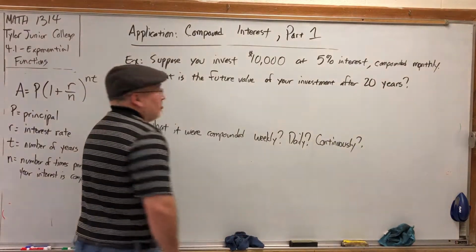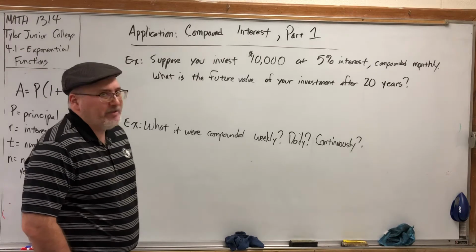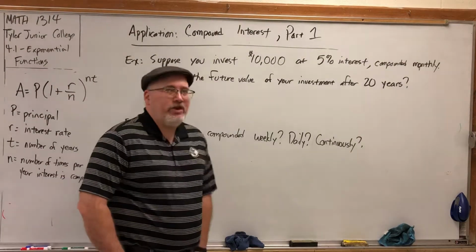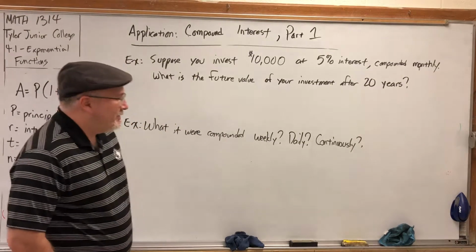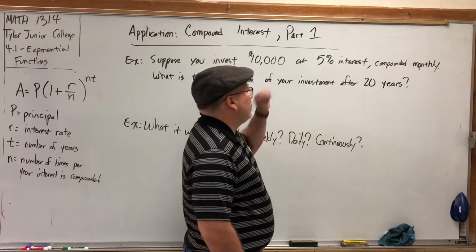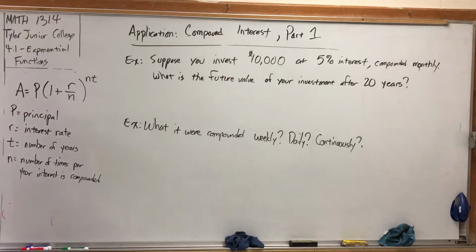Suppose you invest $10,000 at 5% interest, compounded monthly. I'll explain what that means in just a moment. What is the future value of your investment after 20 years? And we're going to do a follow-up. What if it were compounded weekly, daily, and continuously? And by the way, this continuously is why there's going to be a part 2. Well, first let's take a look at the formula we're going to use.